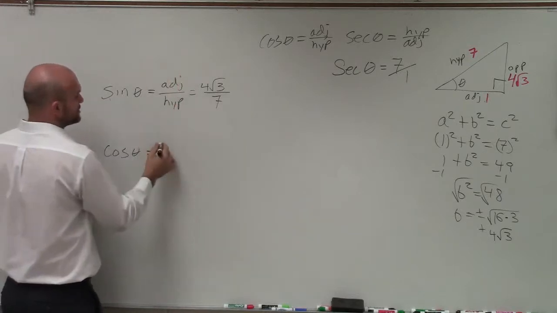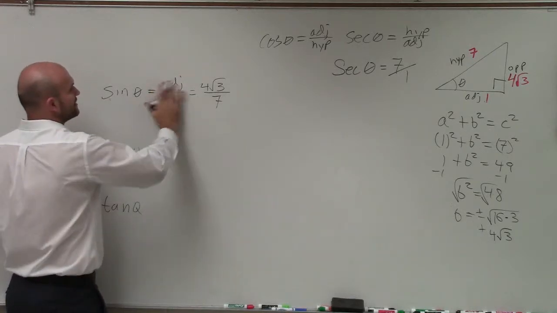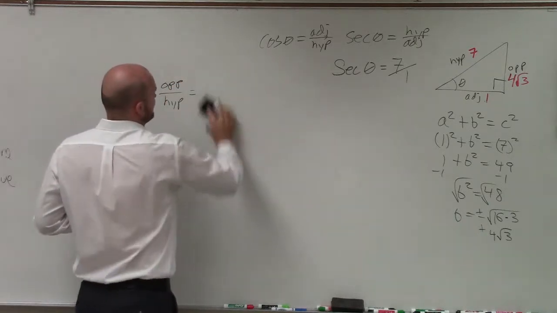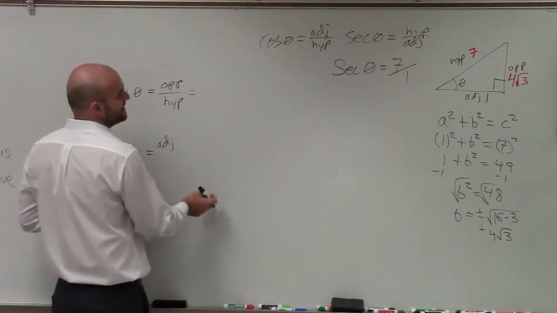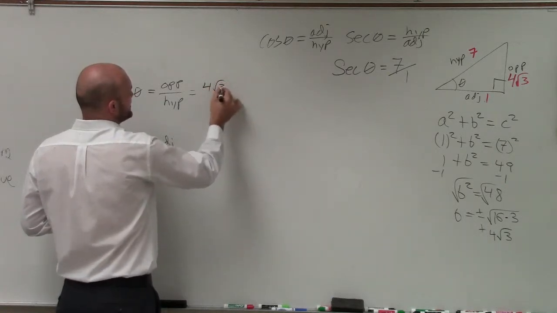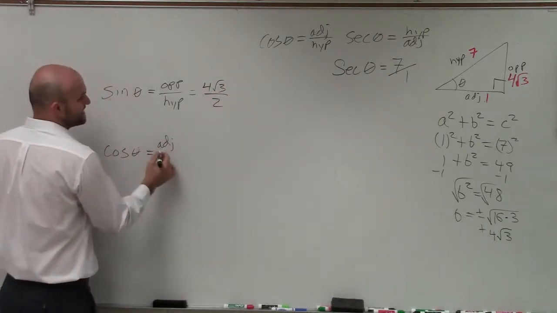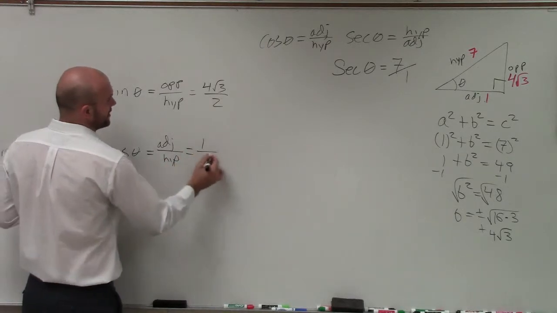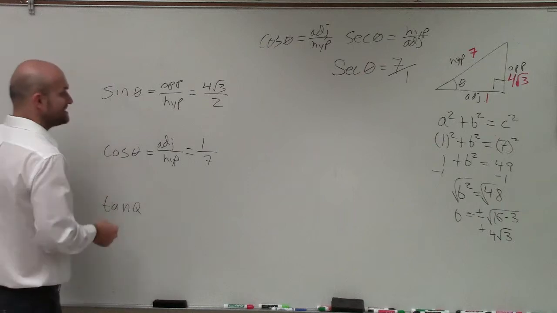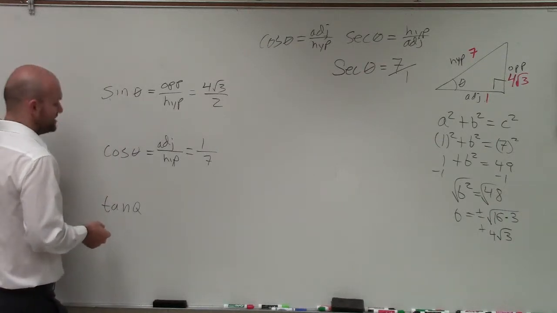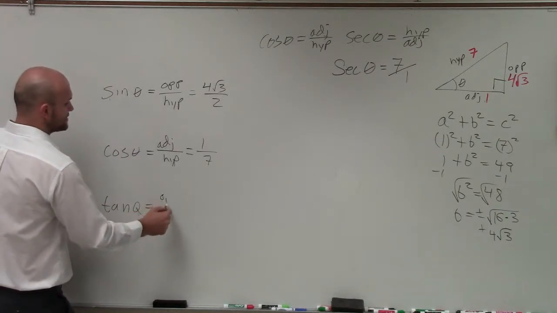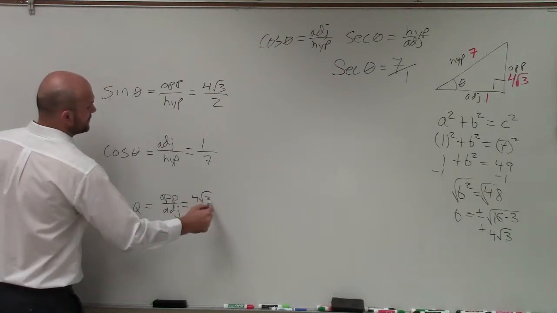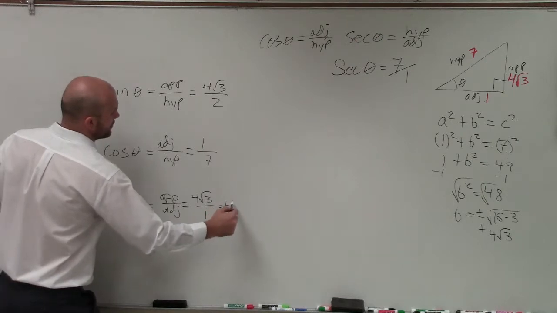Cosine, again, remember, is adjacent. What am I doing? The opposite side is what I just said, 4 times square root of 3. The cosine is the adjacent over the hypotenuse. I think I'm losing my brain here, which is 1 over 7. And the tangent is going to be opposite over adjacent. So that's going to be 4 square root of 3 divided by 1, which just equals 4 square root of 3.